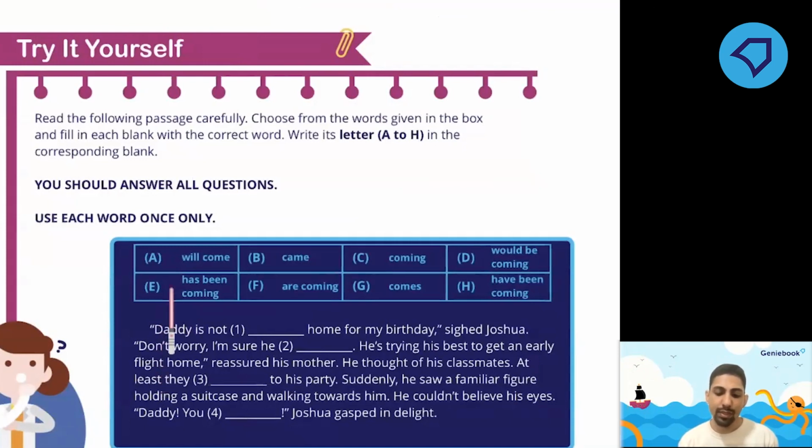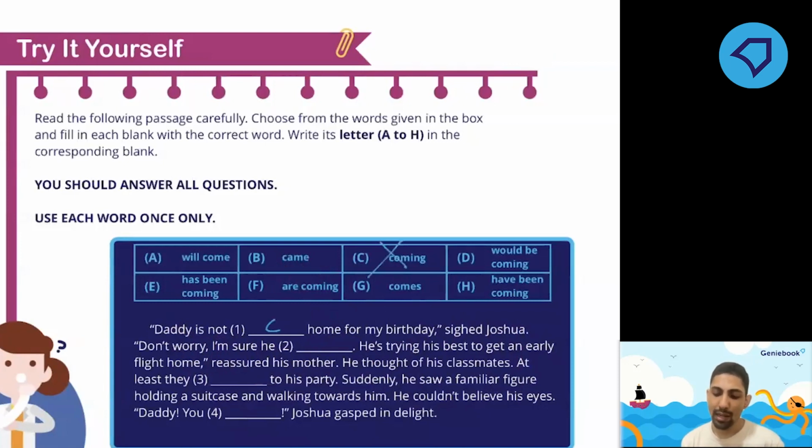Okay. If you look at the helping words, all of them are different forms of the verb come. We have all the different tenses, past, present, future. So now we have to read the passage, okay? "Daddy is not what home for my birthday," sighed Joshua. Okay, so this one's pretty easy. Daddy is not coming home. This is the only one that fits, right? So let's cross out coming.